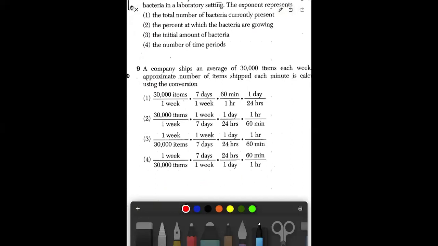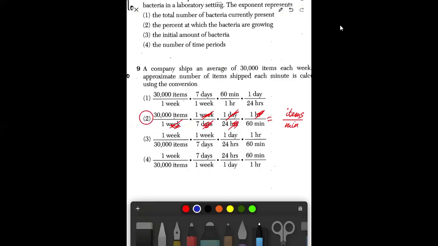If you look at number 2, we started with items per week, and they want to find items per minute. Looking at this, we have weeks on the bottom and weeks on the top. We have days in the denominator and days in the numerator. We have hours in the denominator and hours in the numerator. So all those units just cancel out, and what we're left with is items on the top and minutes on the bottom. And that's what we're looking for. That's why this is the answer.